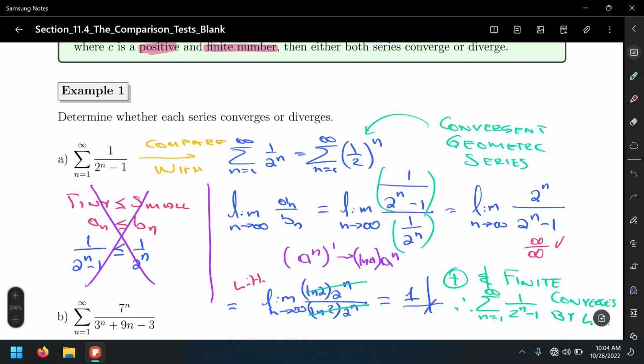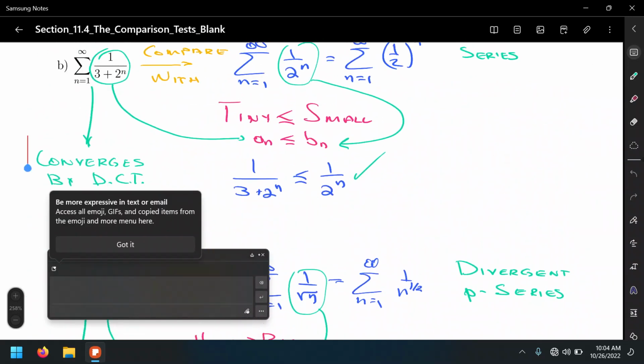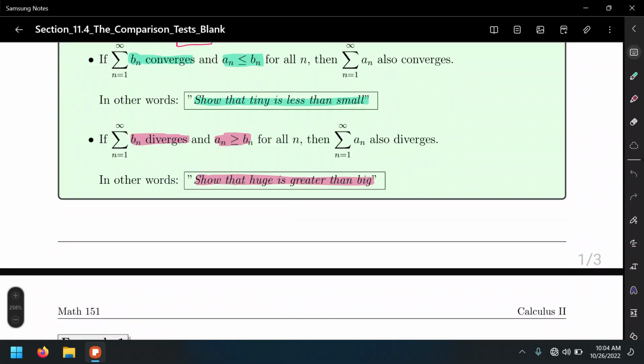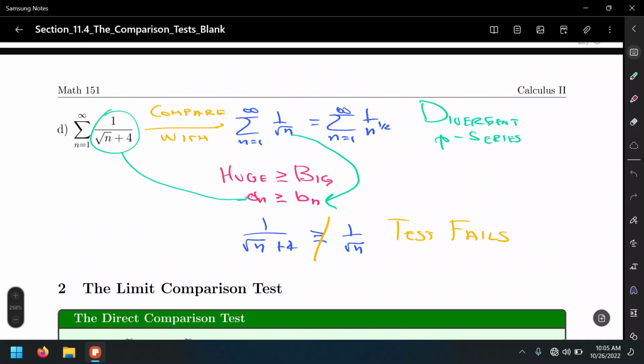Well, we need to show the inequality tiny is less than small. In the case in which we compare with a simpler but divergent series, we need to show the inequality huge is greater than big, right? Now, in some cases, this test may fail, even though we come up with a series that is similar in end behavior, like in this case in which we didn't get to compare that huge is greater than big, all right?